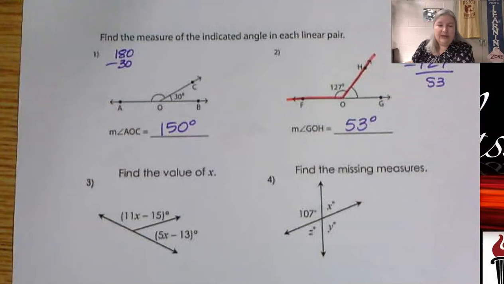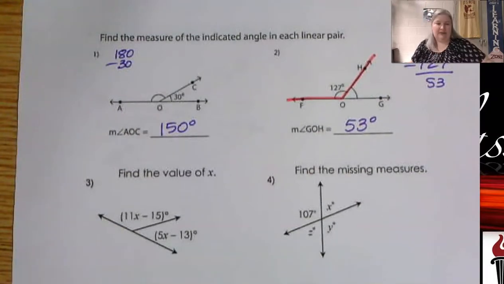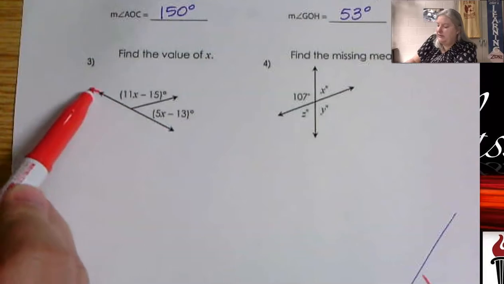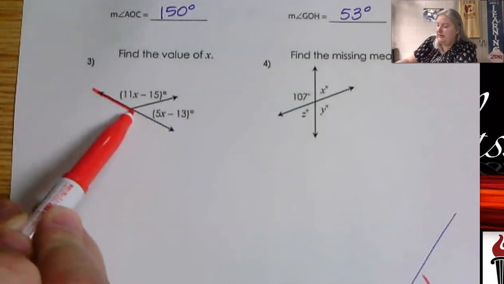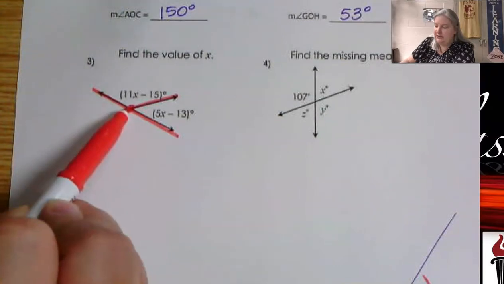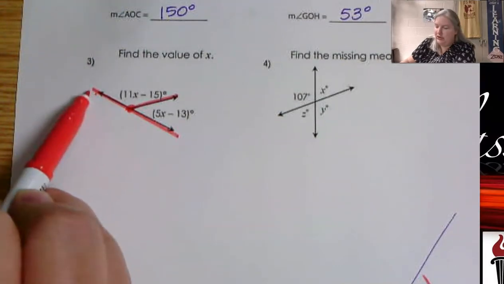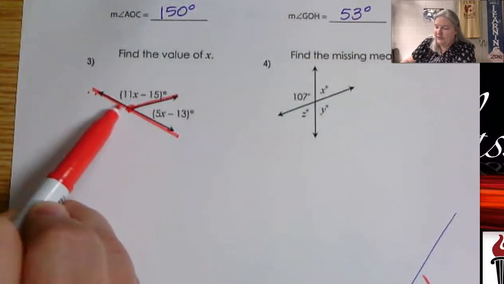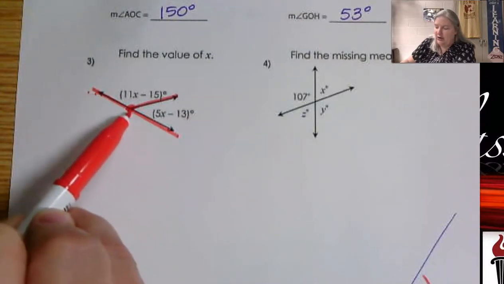Number 3, these are more algebraic. On number 3, I still know I have a linear pair because I have a straight line and one ray that comes off on one side of it. Another way of saying this is the rays of a straight line are called opposite rays if they have the same endpoint and go in opposite directions. So these two rays are opposite rays.